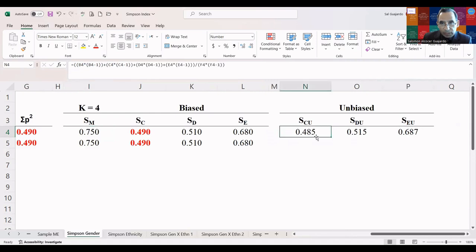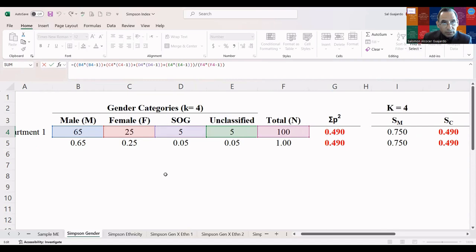Now let me move on to the unbiased score. Again, the formula becomes more complex. As I mentioned in the PowerPoint presentation, the use of the unbiased formulas makes the index less efficient because it requires more mathematical operations. And here you can tell that the formula becomes a little bit more complex. So in order to obtain the unbiased concentration score, I have to go to each cell.